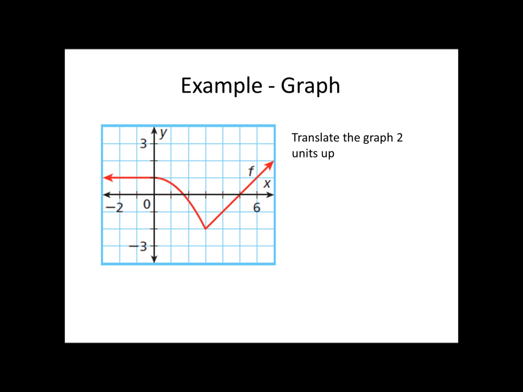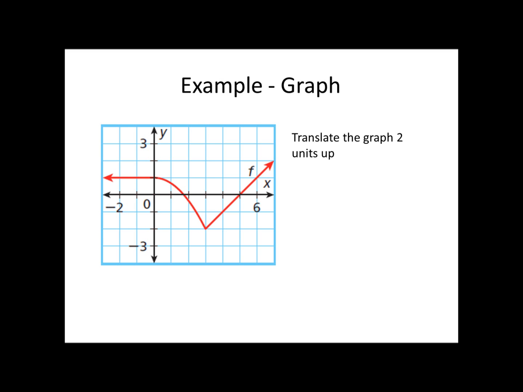So let's take this graph and translate the graph 2 units up. Now, one nice point to look at would be that corner. It's actually referred to as a vertex. If we stop and think, where would that vertex end up if I moved it 2 units up? It's going to end up at the point (3, 0). So that's always a good point to start with. Any vertices, any corners are good points to start with, and then build the graph around that.